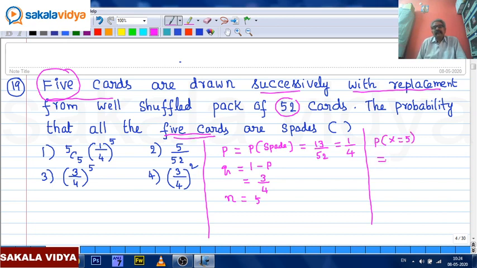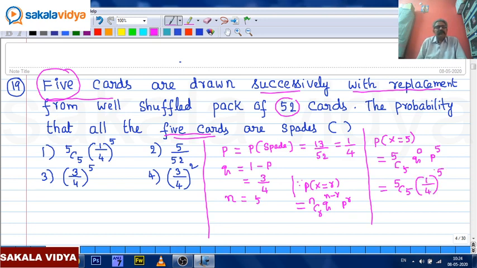So, we know the formula for P of x is equal to r. P of x is equal to r equals nCr q power n minus r and p power r. So, that means 5C5 q to the power of 5 minus 5, which is 0, and p to the power of 5. So, this will be 1 times p. What is p? p is nothing but 1 by 4. So, 1 by 4 raised to 5. 5C5 is 1 only, but the option is given in the first option.